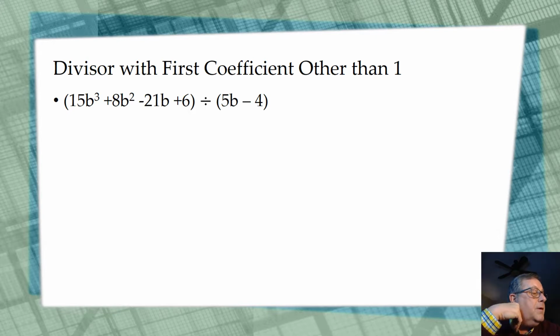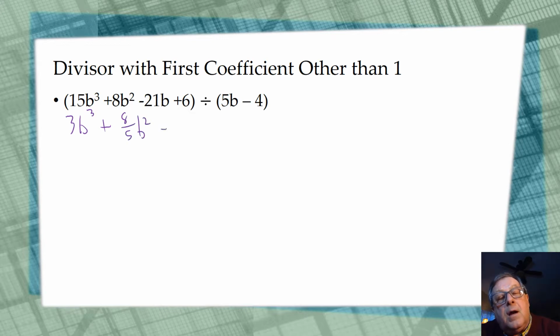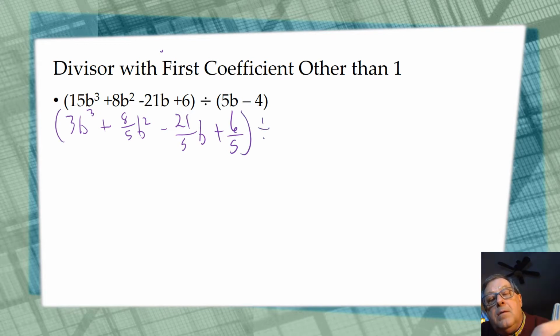I'll tell you what, this might be a good one. No, I got something else I want to show here. I was going to do a long division on this one too, but I want to show something else. All right, well, let's divide everything by 5. So that's going to be 15 divided by 5, which gives me 3b cubed plus 8 over 5b squared minus 21 over 5b plus 6 over 5. And we're going to be dividing it by b minus 4 over 5.